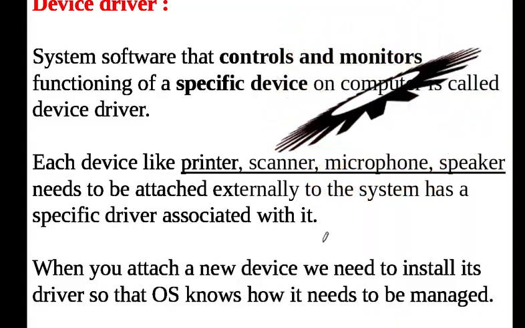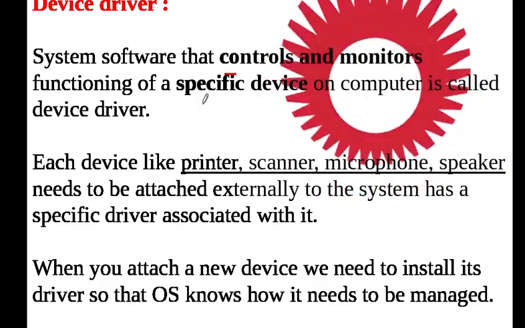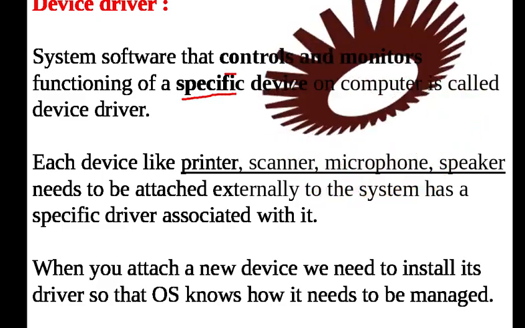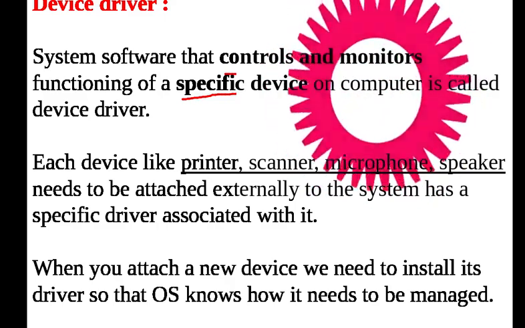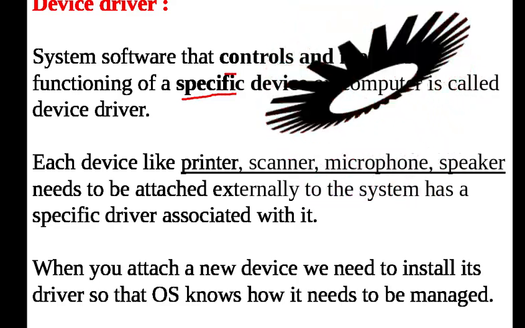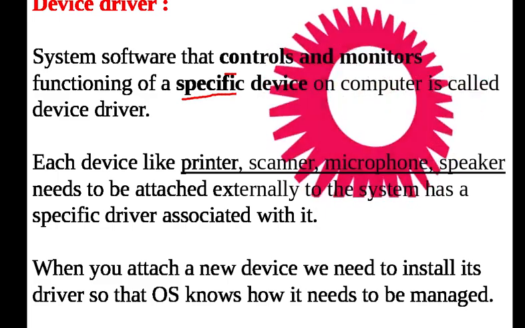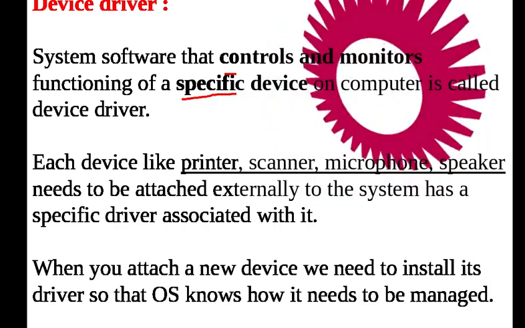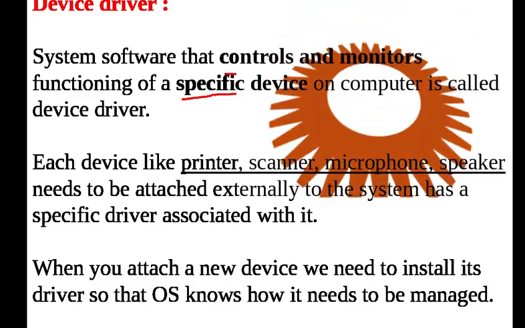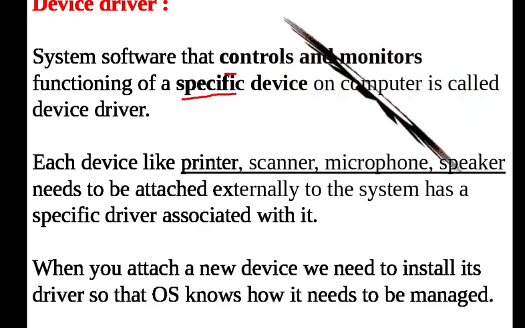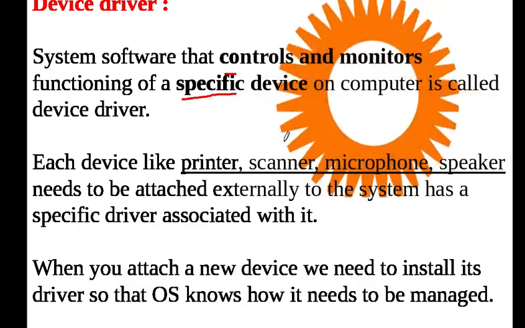Now what do you mean by device driver? System software that controls and monitors the functioning of a specific device on a computer is called a device driver. Specific device means what? After installing the operating system, you need to listen to music, right? So to listen to music, you have to install an audio device driver. Then if you want to take a printout from your computer or laptop, after connecting a printer to your laptop, how will the printer work? To make that printer work, you need to install software. Which software? Printer software. So it is a specific device, isn't it? So to perform specific functioning on a specific device, we call it a device driver.